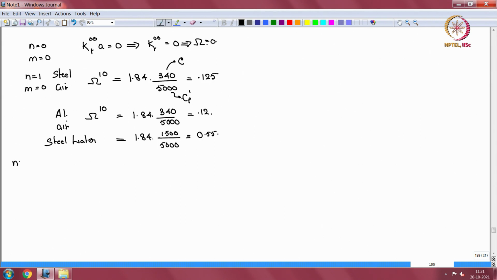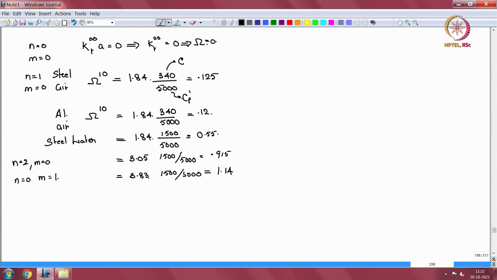If we do n equal to 2 and m equal to 0, still water, then from the table k r a is 3.05, 1500 by 5000 is equal to 0.915. And if we look at n equal to 0 and m equal to 1, from the table k r a value is 3.83 into 1500 by 5000 is equal to 1.14.